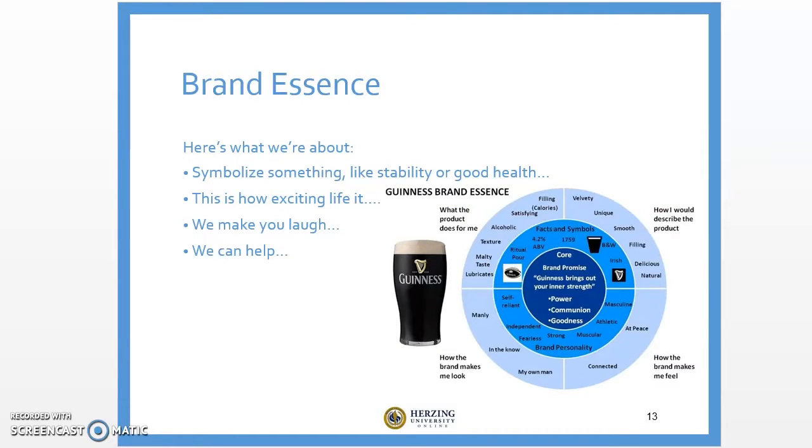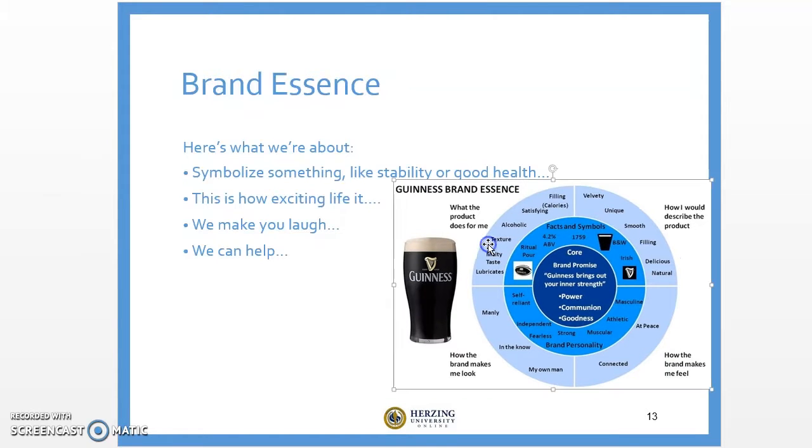Here's another example of a graphic that can be created to provide some information about the brand essence. So it says, here's what we're about. It symbolizes something like stability or good health. This is how exciting life is. That's what it's supposed to be. We make you laugh. We can help. So that's some of these little phrases that can show the brand essence.